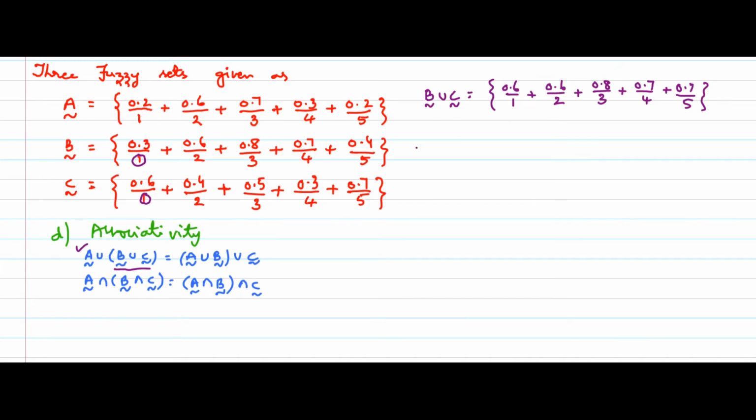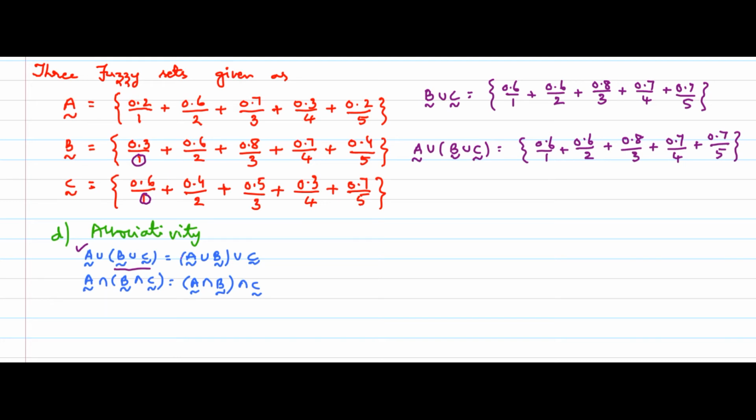Now let me go back to complete problem A union of B union C. So this is B union C and this is A. Now I need to find the maximum out of these two. For x equal to 1 the maximum value will be 0.6 only. For x equal to 2 also the maximum value is 0.6 only. For x equal to 3 the maximum value is 0.8. For x equal to 4 the maximum value is 0.7. For x equal to 5 the maximum value is 0.7 again. That's all. So these are the values of A union of B union C.